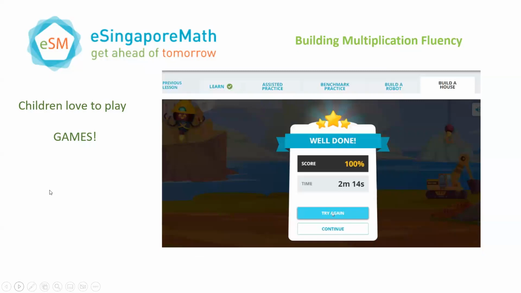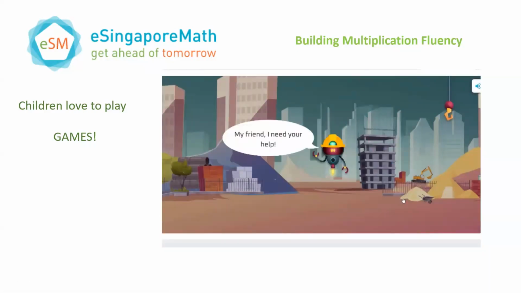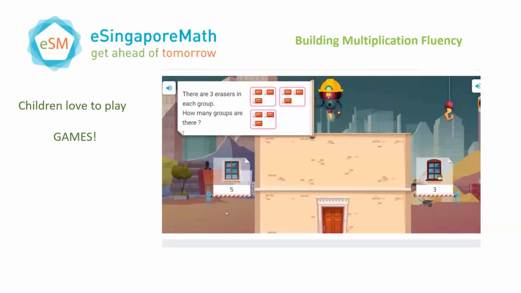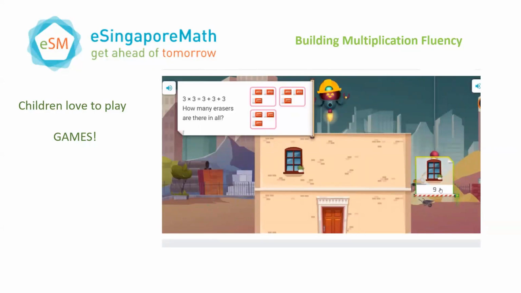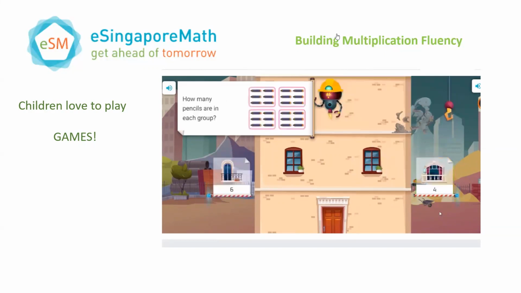Now we have, here's one more. I couldn't resist. My friend, I need your help. We're going to build a house. Let's solve the problems and build the house. There are 3 erasers in each group. How many groups are there? How many erasers are there in all? How many? Oops.